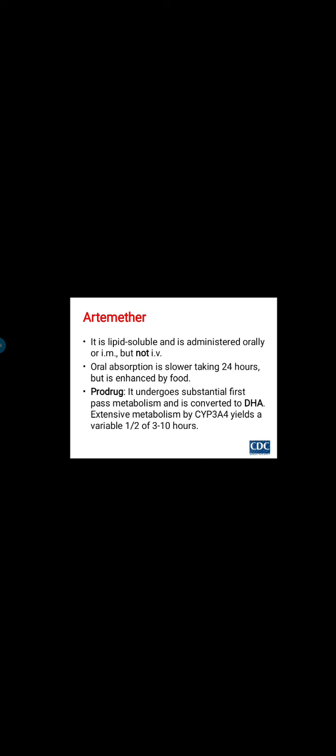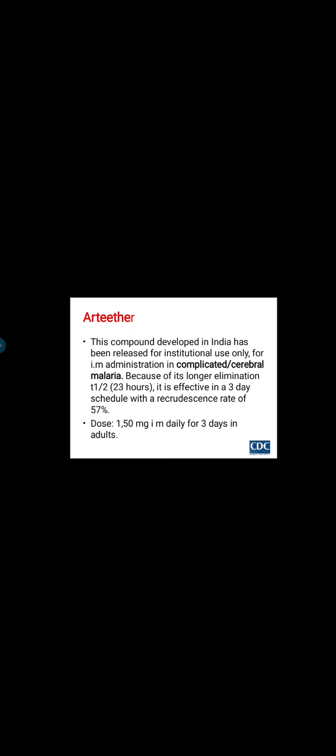Artemether is given only IM because it is not water-soluble, so it cannot be given IV. Absorption is slower, within 24 hours, but enhanced by food. This is also a prodrug, and its active form is DHA. Arteether is developed in India and is also used IM in complicated or cerebral malaria. It is effective in a 3 day schedule with a cure rate of 97%.